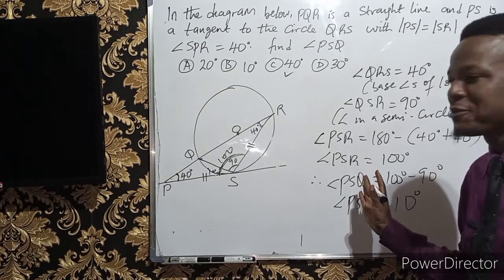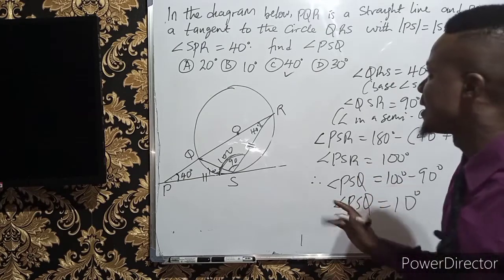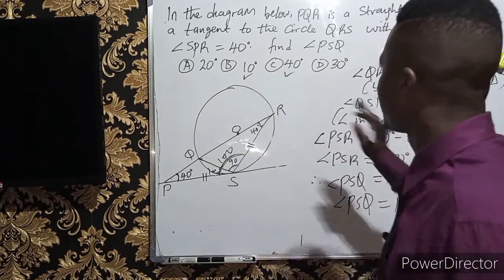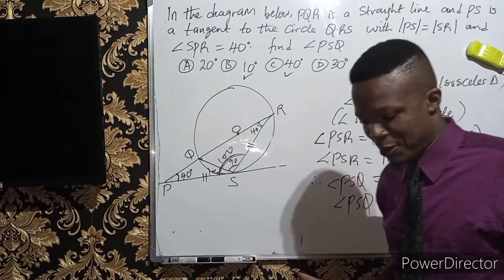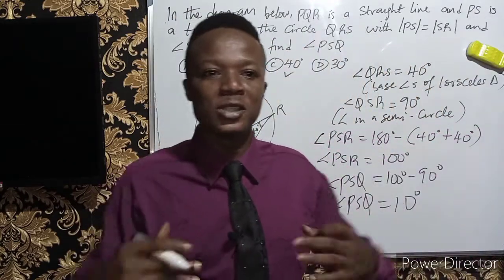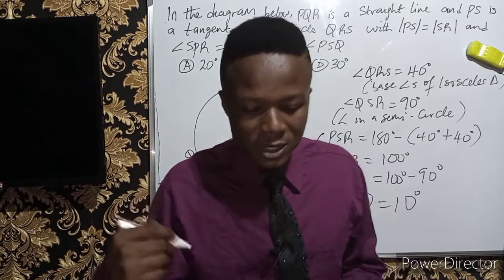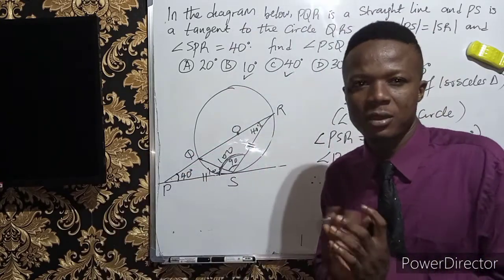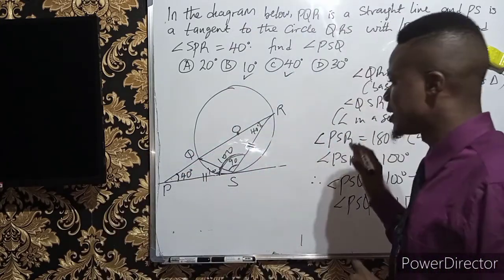I solved it another way, which is authentic and correct, and I still got an option, 10 degrees. So am I confused, or are we the people that are confused, or is the question not okay? I want you to leave your suggestion in the comment box so that we can know what is actually wrong with this particular question.